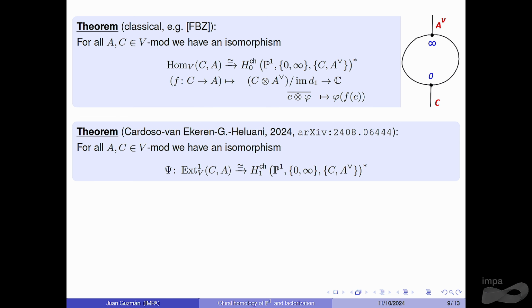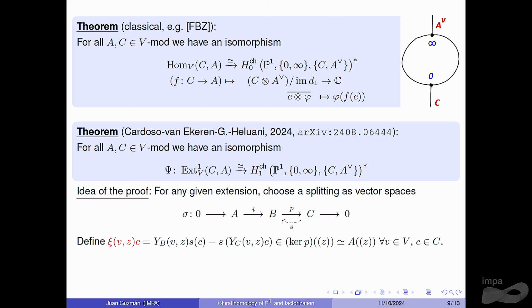And it is very, very concrete, and you can write it. Say you grab an extension here, and you write it like this, then you can choose a splitting as vector spaces, which will give you a map going back here. And then you can use that to write sort of a cocycle, and then you act outside of the section, and then you act inside of the section and see what the difference is.